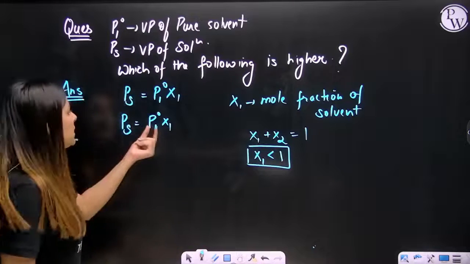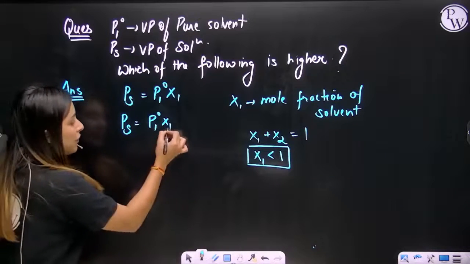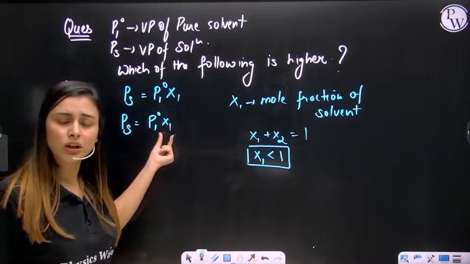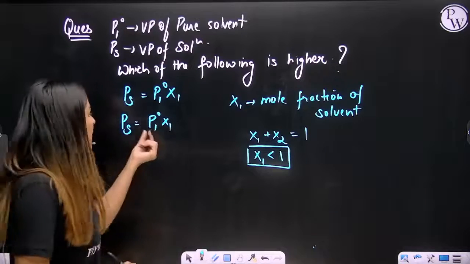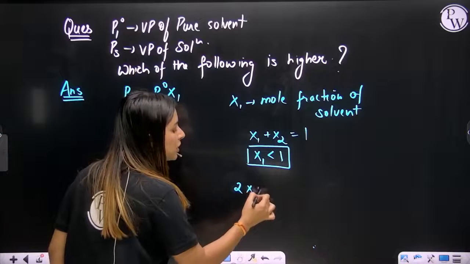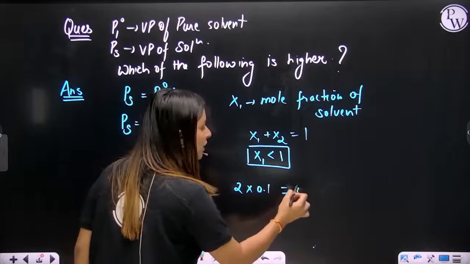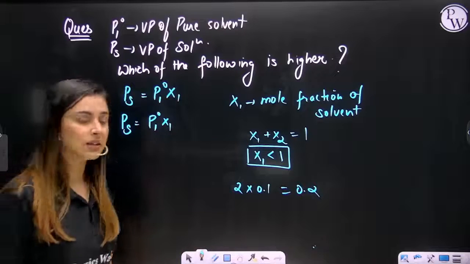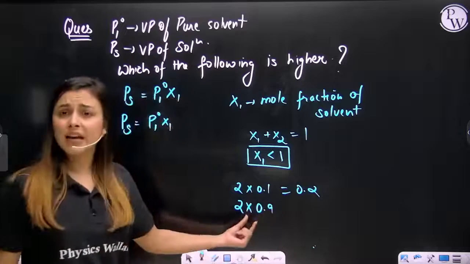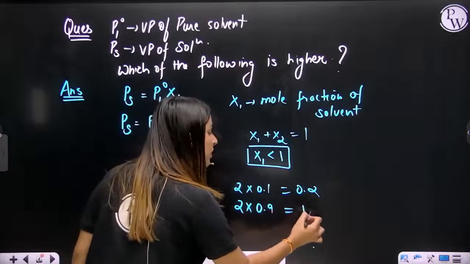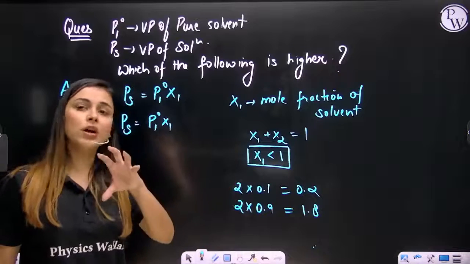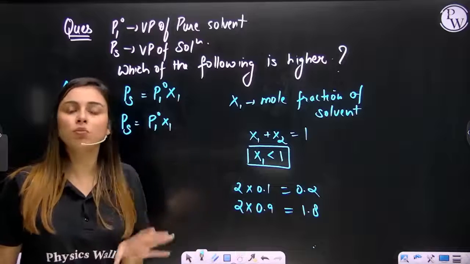This means that if your X1 was equal to 1, then the solution's vapor pressure would have been P1 naught. But if P1 naught is multiplied by some fraction, imagine you multiplied 2 by some fraction, let's say 0.1, then your value will come out to be 0.2. Yes, if you multiply a whole number 2 by, let's say, 0.9, which is again less than 1, the value will be 1.8, again less than 2. So any whole number multiplied by a fraction will give you a smaller number, right?